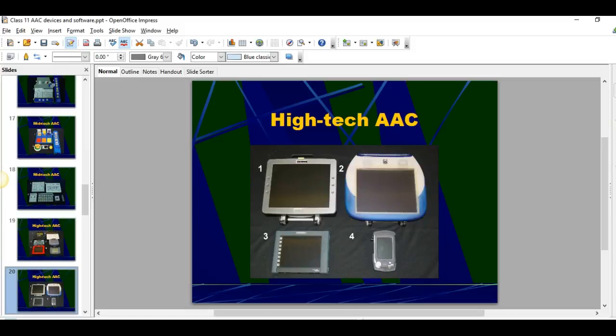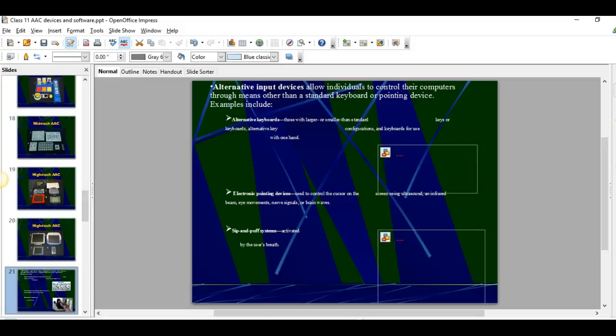Here's even more advanced high-tech augmentative and alternative communication devices. They cost several $1,000s, and also they might break. So nowadays, what is quite typical is that people use tablets for alternative communication devices.